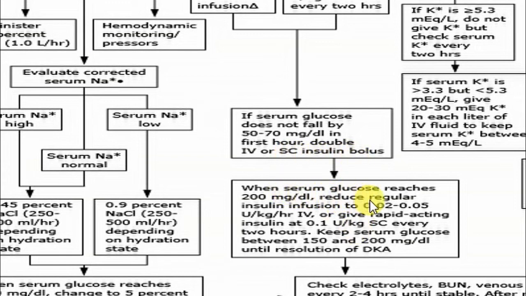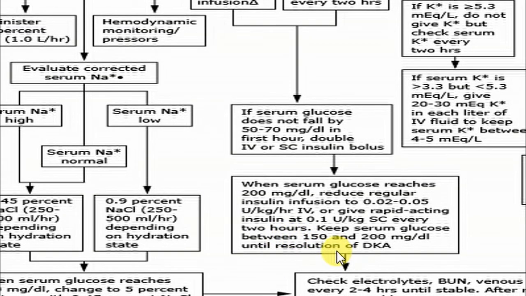When serum glucose reaches 100 mg per dl, reduce the regular insulin infusion to 0.02 to 0.05 unit per kg per hour IV, or give rapid acting insulin at 0.1 unit per kg subcutaneous every 2 hours. Keep serum glucose between 150 to 200 mg per dl until resolution of diabetic ketoacidosis.